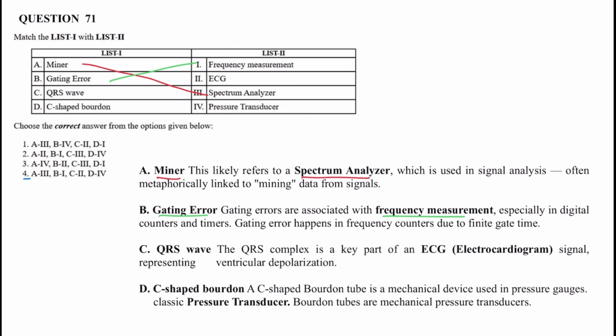B matches to 1. QRS wave. QRS complex is a key part of ECG, representing ventricular depolarization. QRS is related to ECG. C matches to 2. C-shaped bourdon is a mechanical device used in pressure gauges. This is the C-shaped bourdon tube. D matches to 4. A3, B1, C2, D4. Correct answer is option 4.